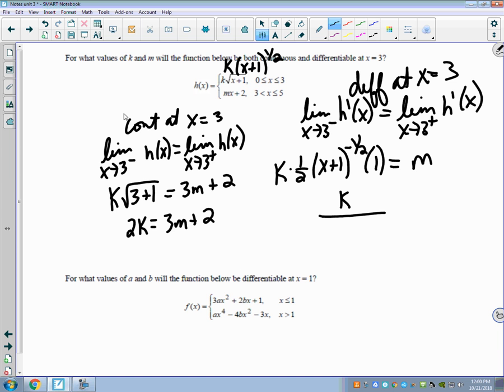And then I still have to plug 3 in here, but I'm going to simplify it as I go. So on the top here, I have k over 2 times the square root of, I'm going to plug 3 in here now, equals m. So that would be 3 plus 1 is 4, square root of 4 is 2. So k over 4 equals m, or could I say k equals 4m? Do you agree with that?